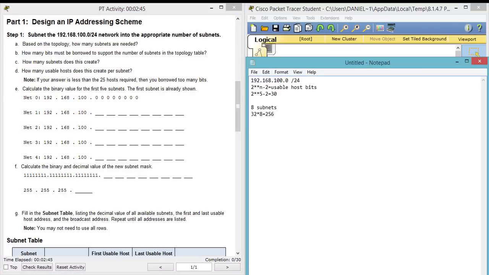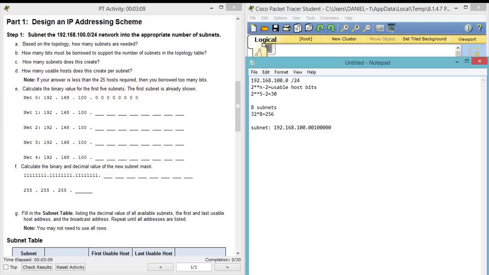Okay. So our first subnet is going to be 192.168.100.0. Oh, sorry, .32, because they already put the .0. But since they want us to list in binary, I will humor them and do just that.